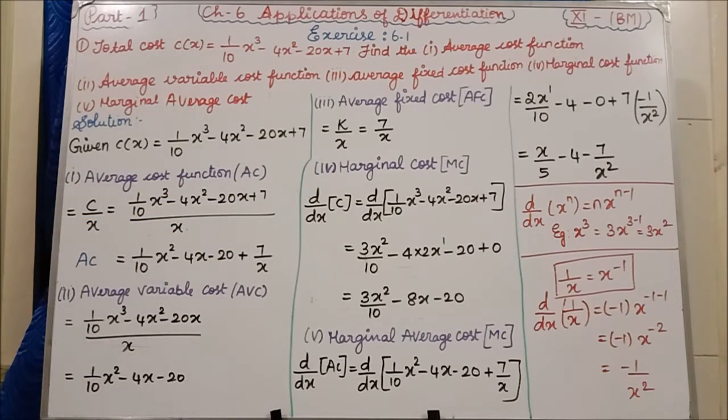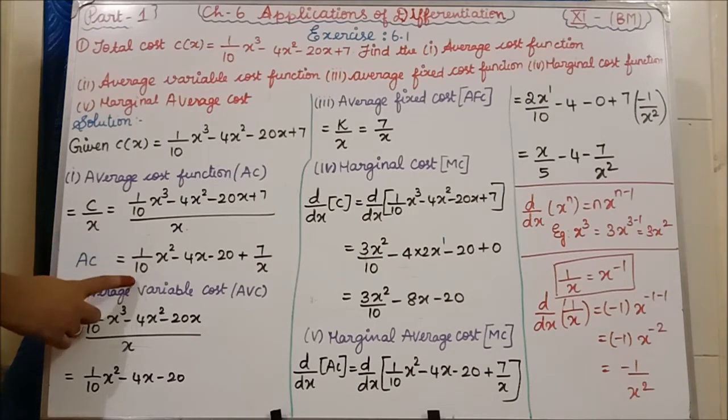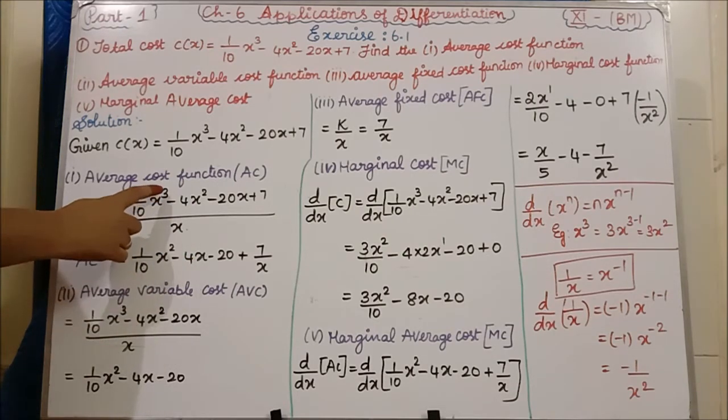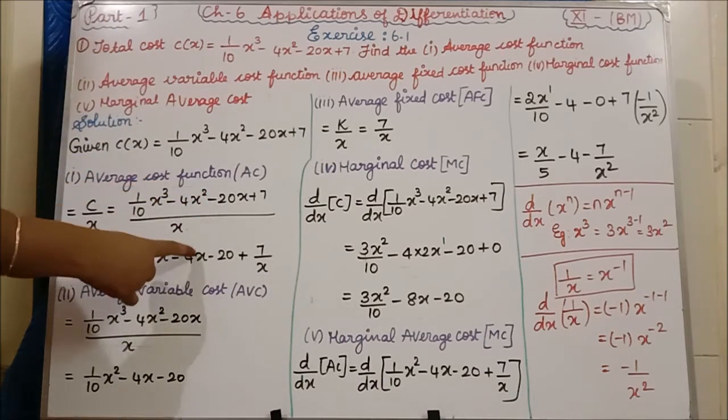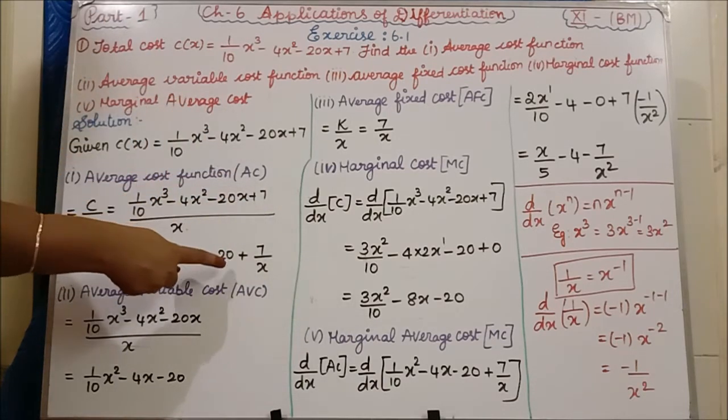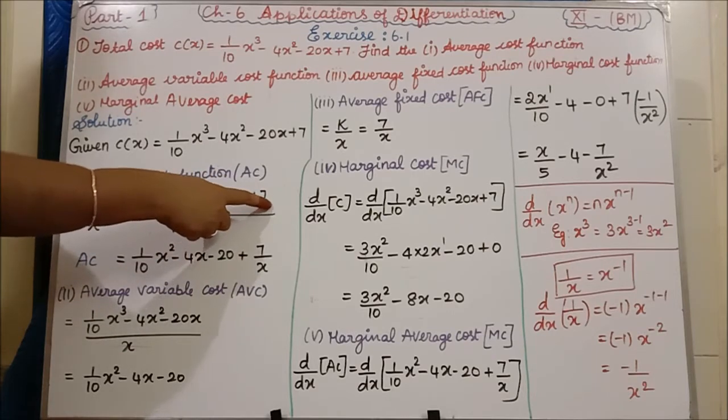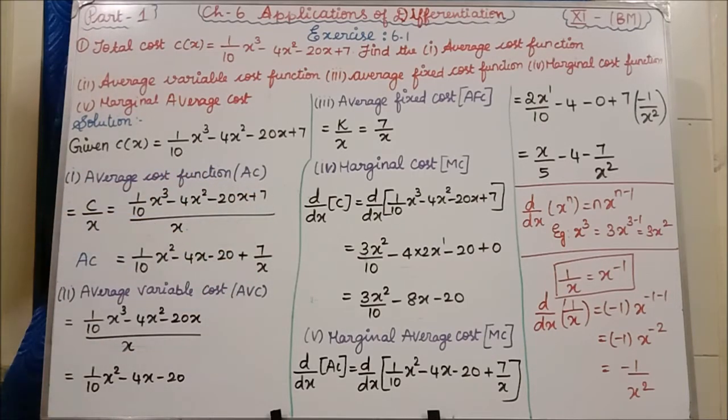Clear what I am saying? So average cost is equal to 1/10 x square minus 4x minus 20 plus 7 by x. In all the numerators 1x will be reduced: x cube means x square, x square means x, x means no x. Here there is no x, so you have to write it in the denominator. Clear how we are doing the average cost?